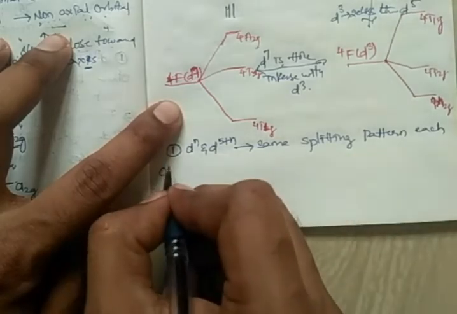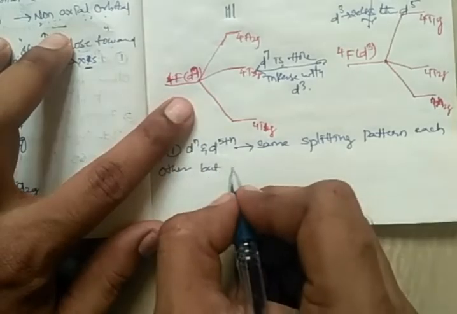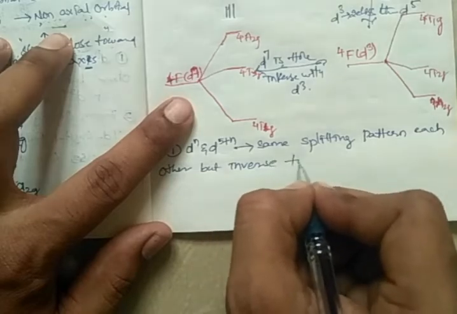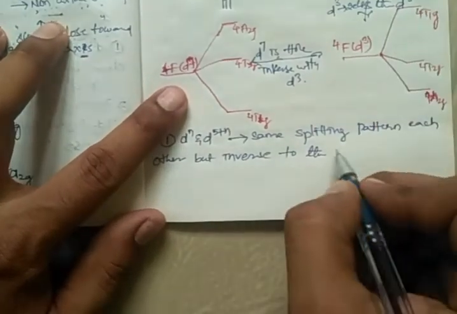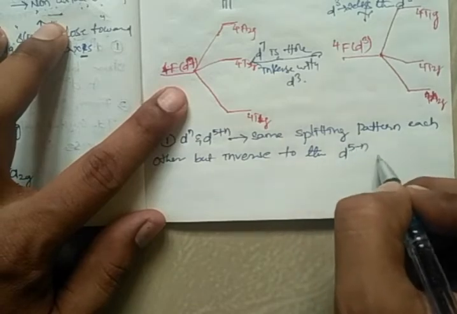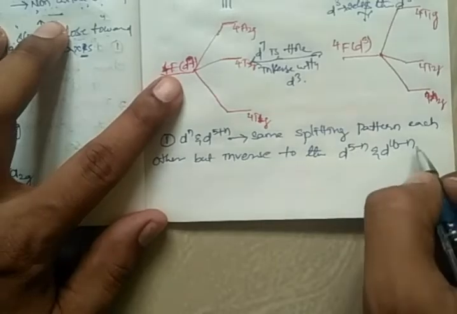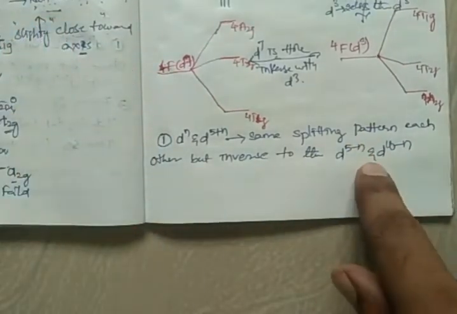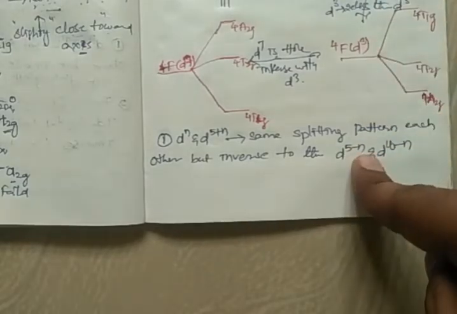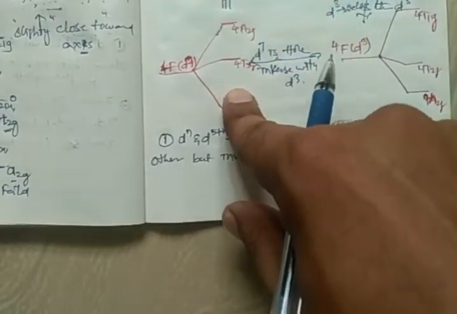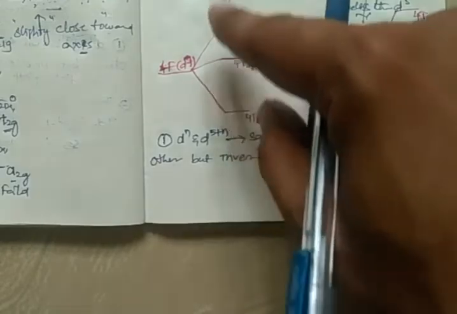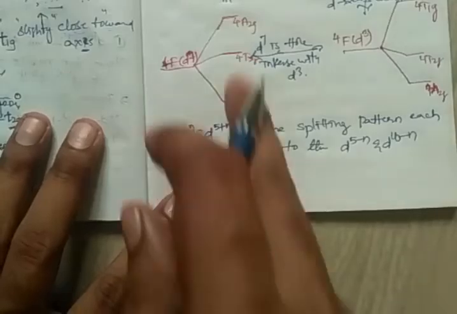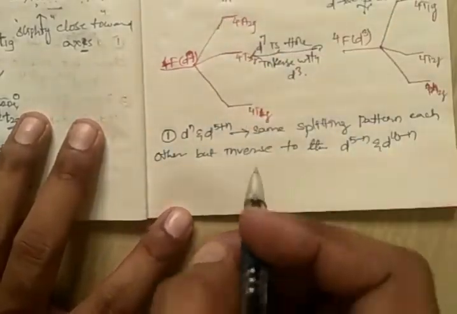Each other, but inverse to the d5 minus n and d10 minus n, where d5 minus 2, d10 minus 2, such as d8, d3: d5 minus n, nothing but d3, and d10 minus n, nothing but d8, will have the same similar patterns. And dn such as the d2 electronic configuration, and d5 plus n such as d7, having F terms with the same similar patterns, but the group of here to here will be inverse to each other.